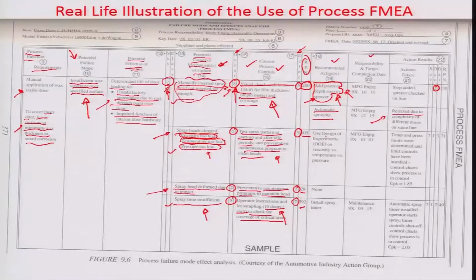So for the process control test spray pattern and also the spray head clog problem, the quality engineer suggests the use of DOE, or design of experiments, to get a proper value related to the viscosity, temperature, pressure based on the operating conditions or the operating temperatures in which this process is carried out on the line. And so this DOE gives you an idea of what is going to be the optimum parametrics in terms of operational viscosity, temperature and pressure values.